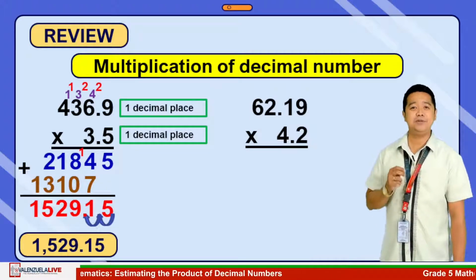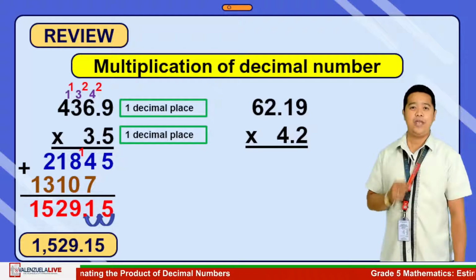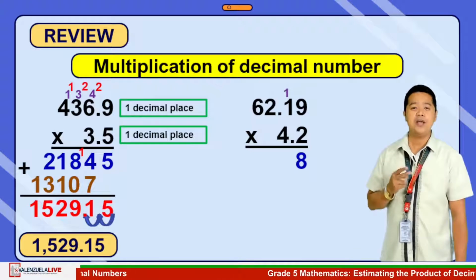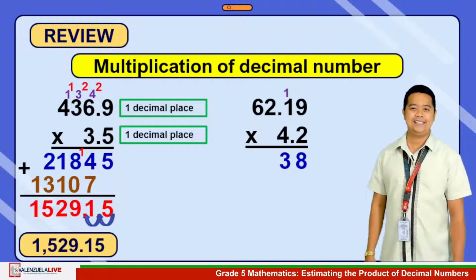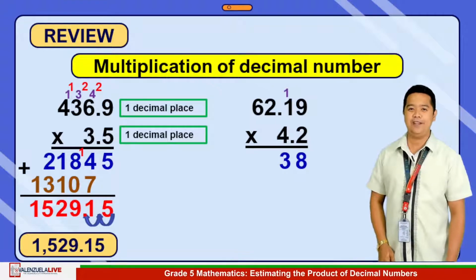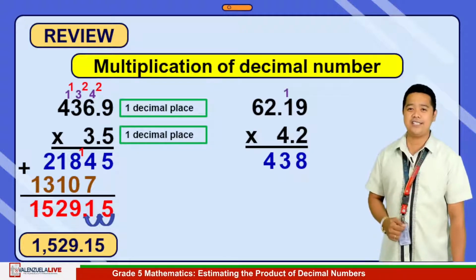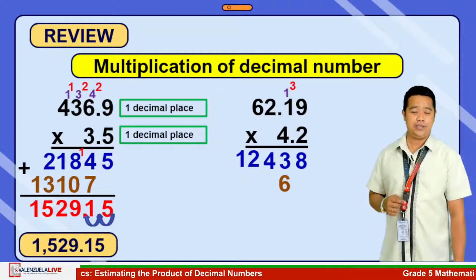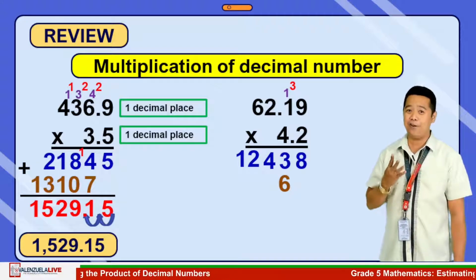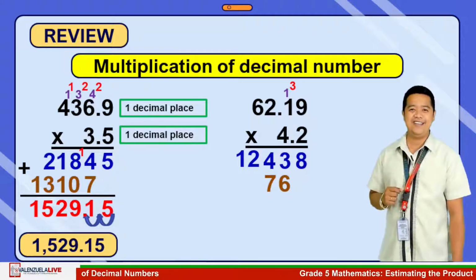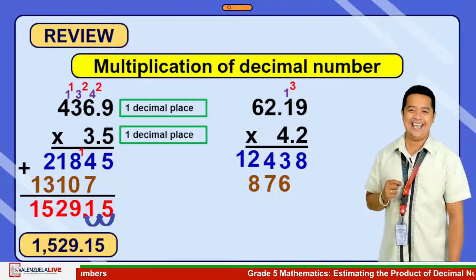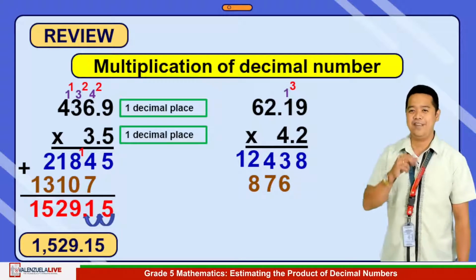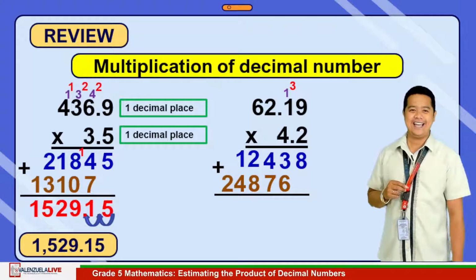Okay, another example. 62 and 19 hundredths multiplied by 4 and 2 tenths. We have 2 times 9 is equal to 18. And 2 times 1, of course, 2 plus 1, we got 3. How about 2 times 2? Very good. We have 4. And 2 times 6 is 12. 4 times 9 is equal to 36. And 4 times 1 is 4. Plus 3, it will become 7. Then 4 times 2 is 8. And then the last one, 4 times 6 is, very good, 24.